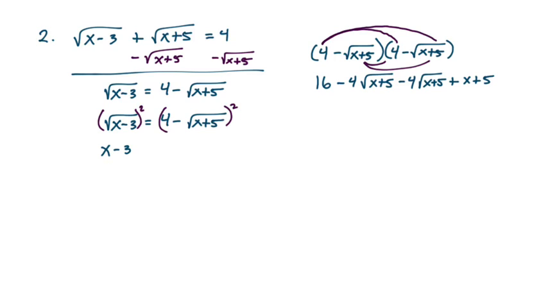Notice you had a negative times a negative, so we don't have to mess with the signs there. It's going to be positive. But we do need to simplify here. We've got a 16 and a 5. That's 21. Notice we have two like radicals, a minus 4 square root of x plus 5 and another minus 4 square root of x plus 5. And so that's minus 8 square root of x plus 5. And then don't forget we still have that x there.